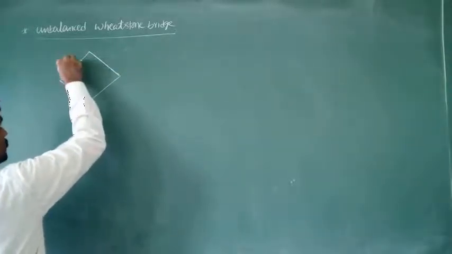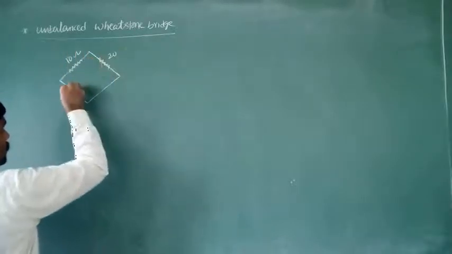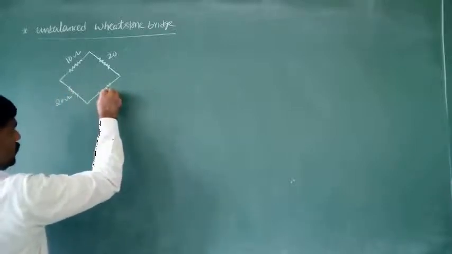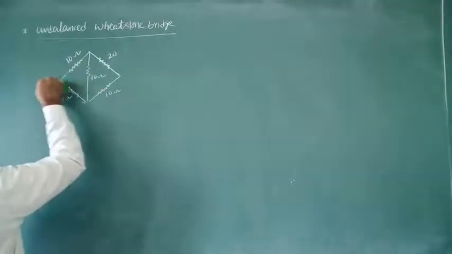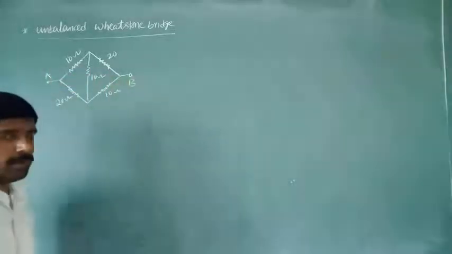S. Say this is 10 ohms and this one is 20 ohms, this is 20 ohms and here this is also 10 ohms. The middle resistor is 10 ohms. Find out the effective resistance across AB. This is the given problem.